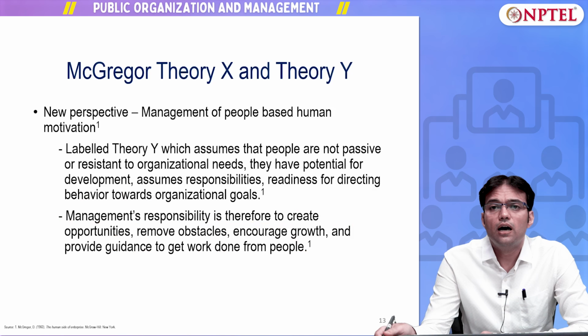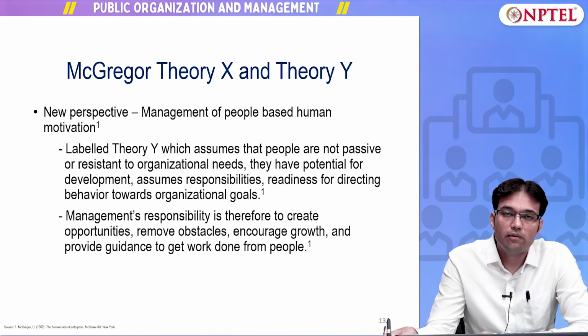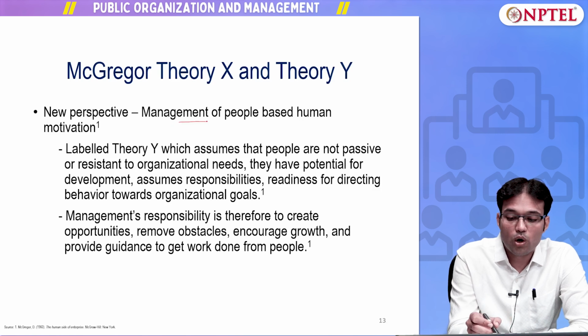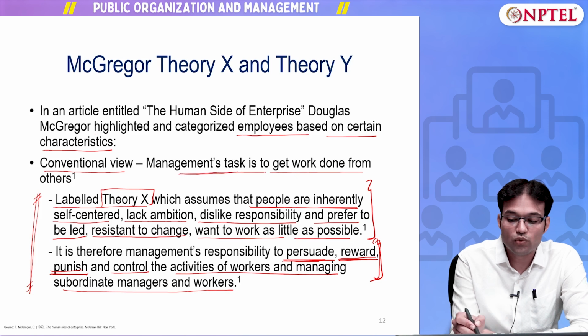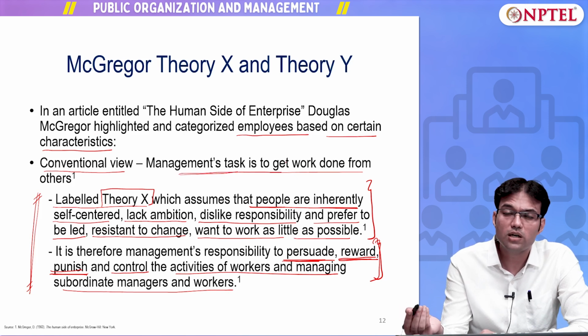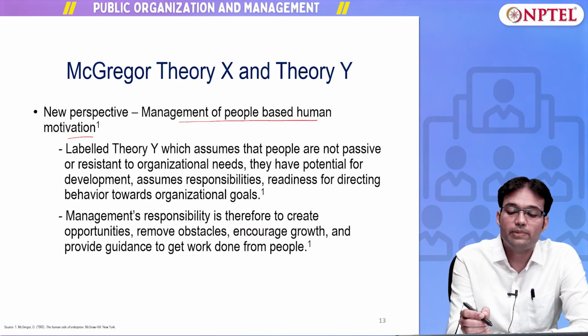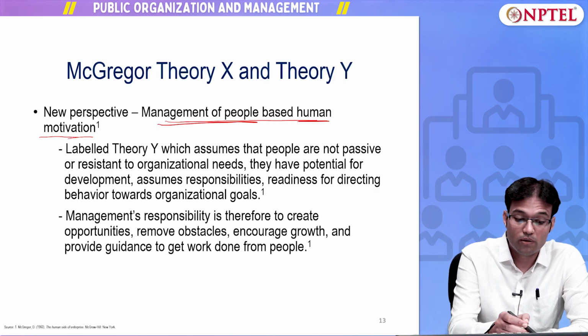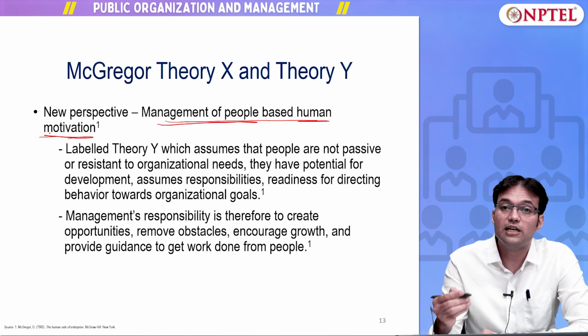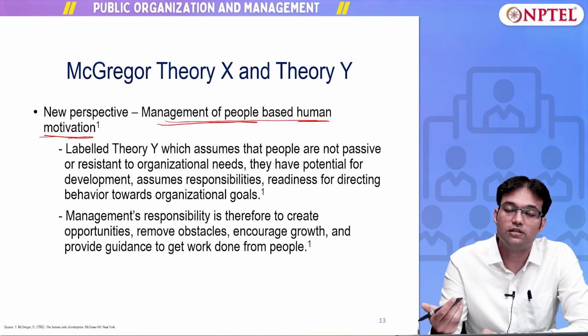On the other hand, according to the new perspective and the contribution of McGregor, management of people is based on human motivation. So in the previous, conventional case, you say management's task is to get work done from others by providing them rewards or punishing them or controlling their activities. In case of the new perspective, you need to manage people depending upon their human motivation. We'll talk about this. You remember in the beginning we talked about the set of forces which led people to indulge in behavior and actions for attainment of goals. So where are these set of forces, internal or external?